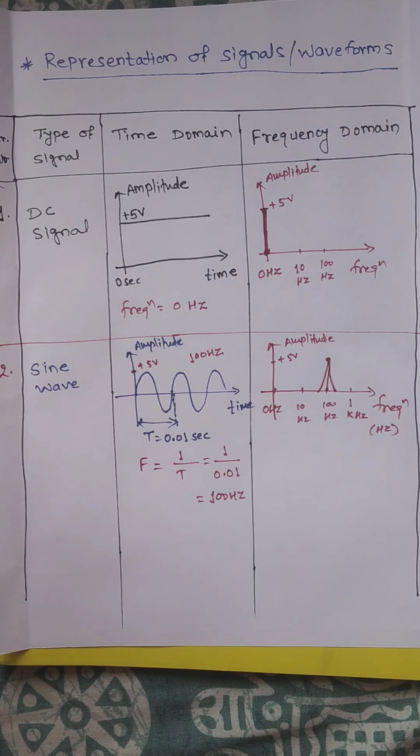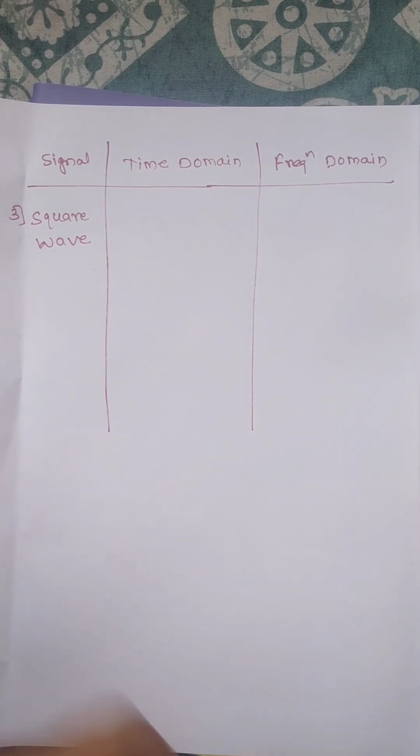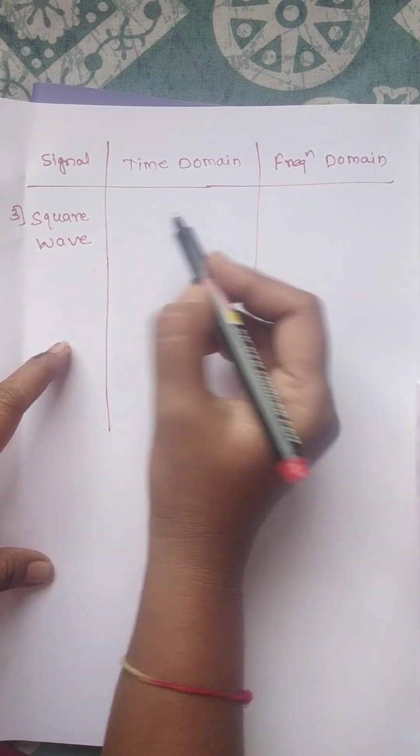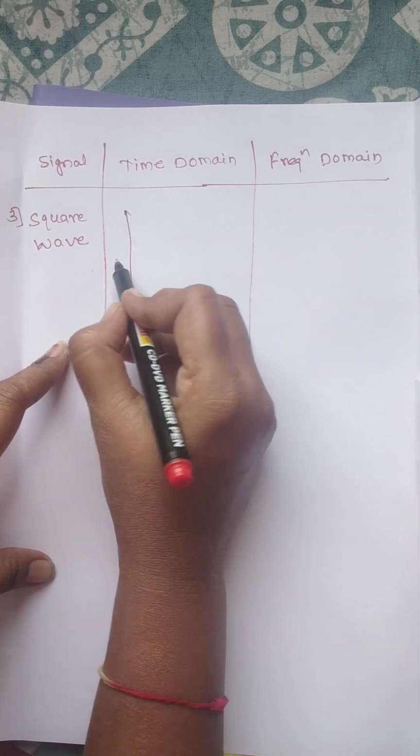Next, let us move towards one more signal. Next type of signal is a square wave. Now, we know how we are representing the square wave in the time domain.